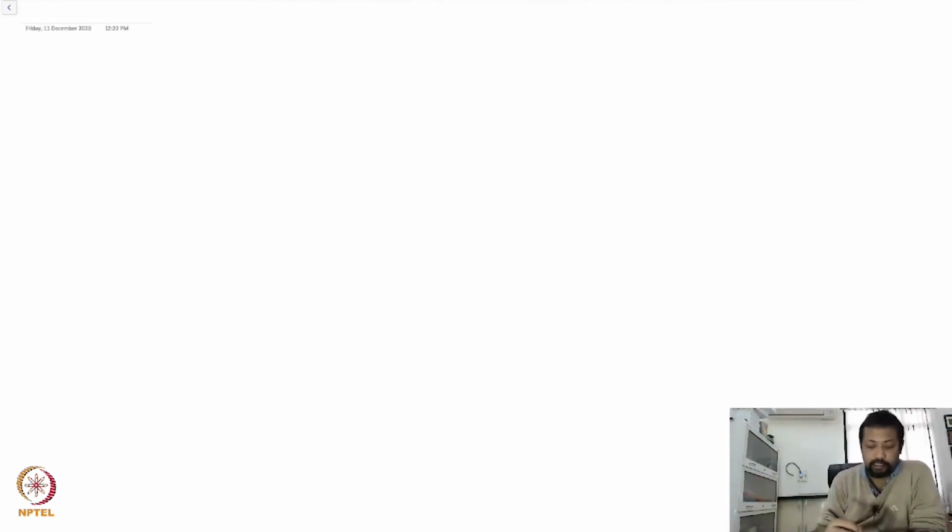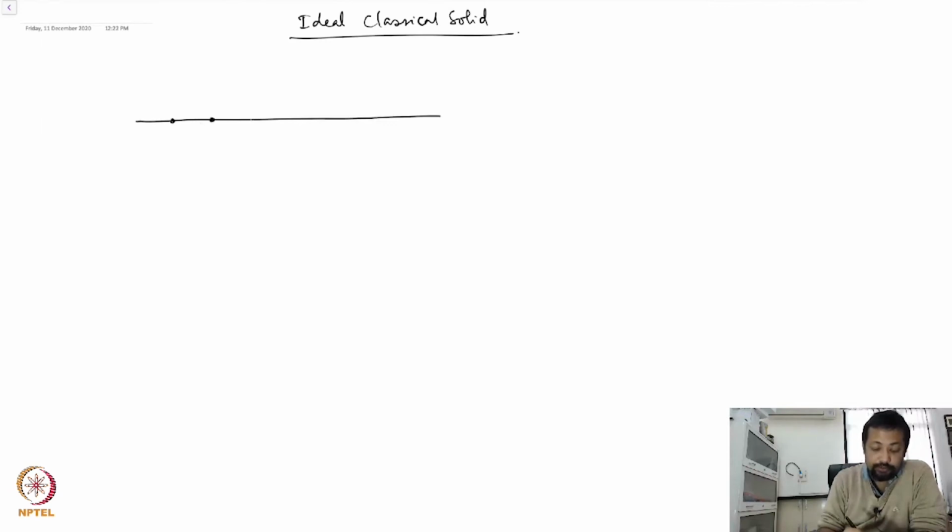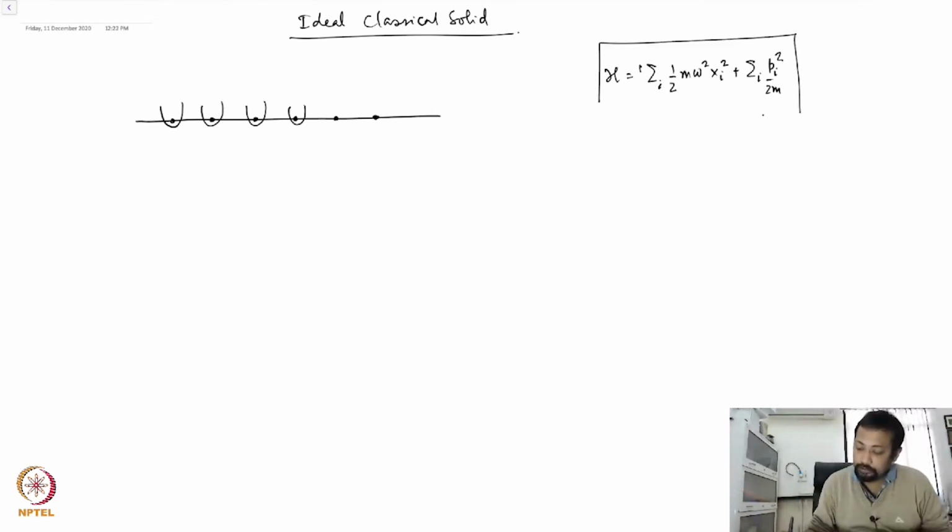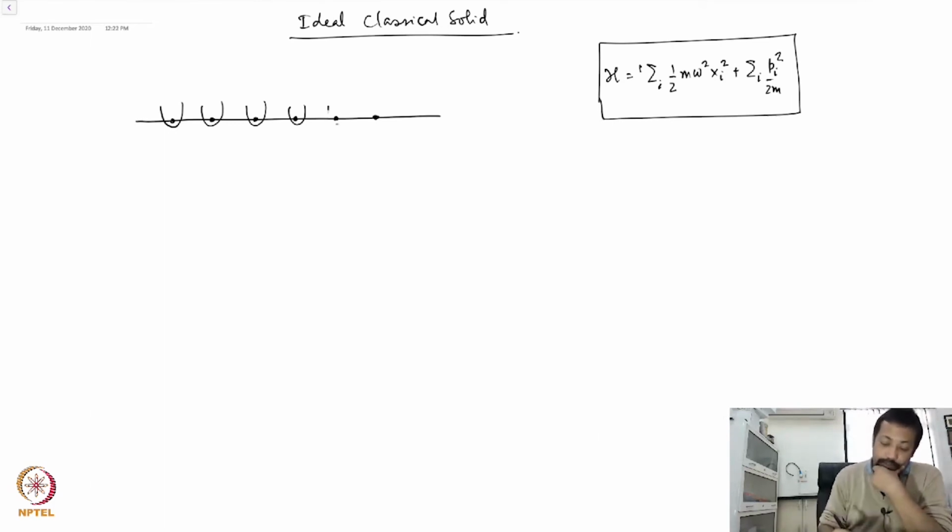We now want to look at a different classical system which is a very, very simple model for a solid. So we want to look at an ideal classical solid. And the model is very, very simple: I have a one-dimensional lattice where at each of these lattice points I have atoms which are sitting, and I have a harmonic potential at each of these lattice points, right? So the Hamiltonian of the system is the sum over i of half m omega squared x_i squared plus the sum over i of p_i squared over twice m, right? Now this system is isolated, and therefore I want to apply our microcanonical ensemble to this system and try to figure out the entropy of the system, correct?